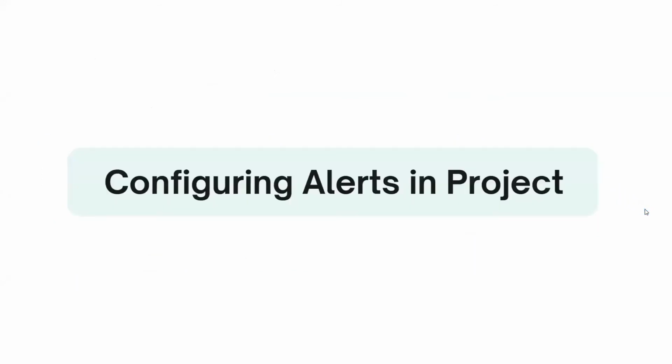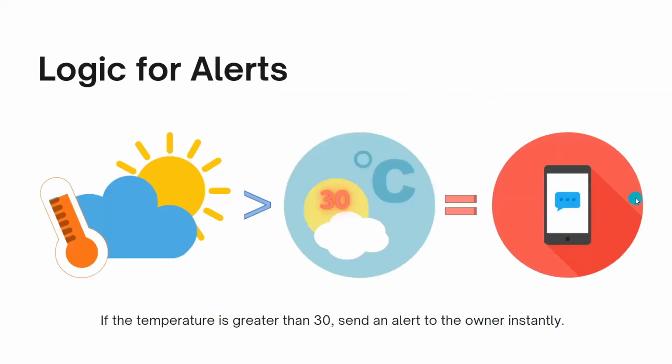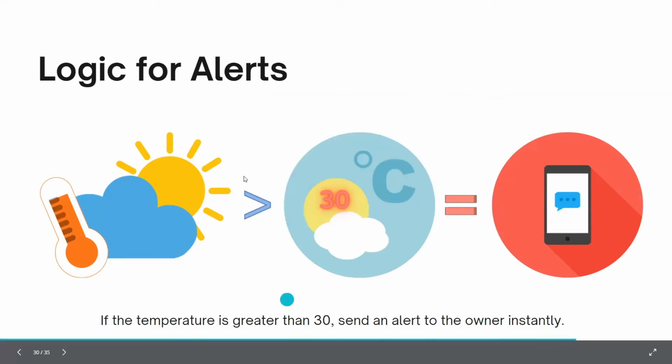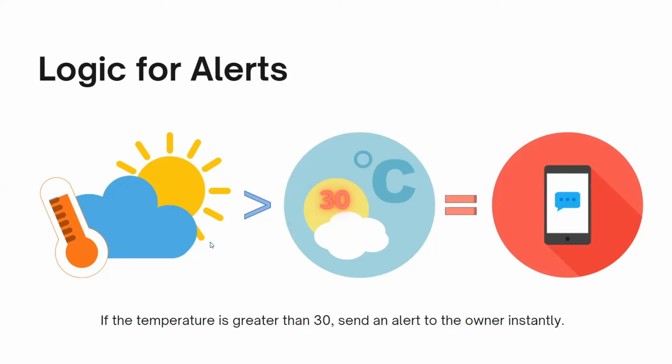So now we will set an alert in our project. What if I want it to alert me, right? There are two types of alert available on Bolt Cloud. Before that, we will see the logic for the alert. What I want is, it will read the temperature and humidity of my house. As soon as it is greater than 30 degrees Celsius, it should send me an email, right? That's what I want.